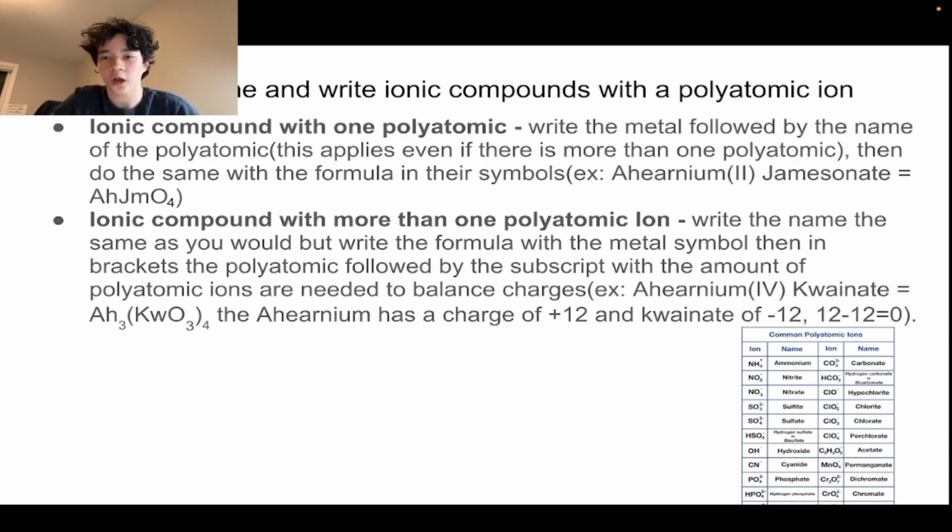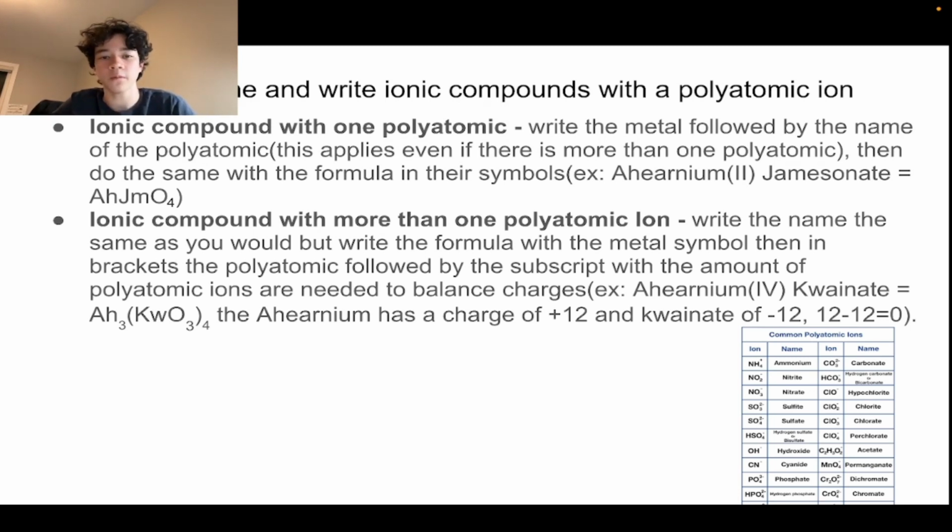So now this is going to be about how to name and write ionic compounds with polyatomic ions. In order to write one with just one polyatomic, and if there are multiple, when you're naming it, you just write the name of the metal and then the polyatomic ion. This applies if there's more than one too. That's it for naming it.